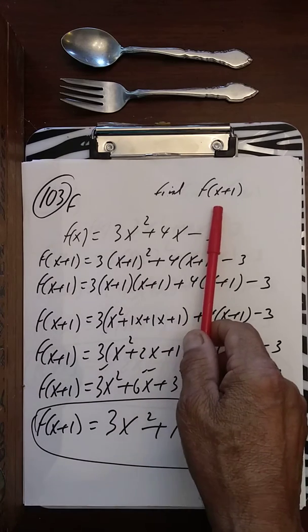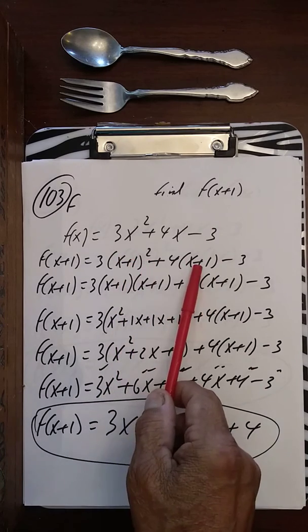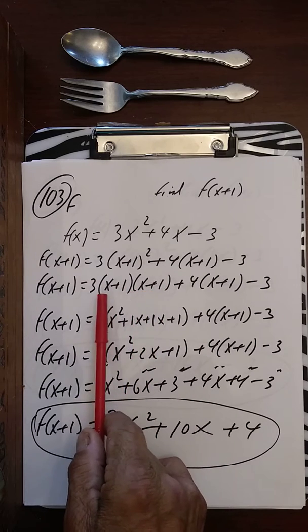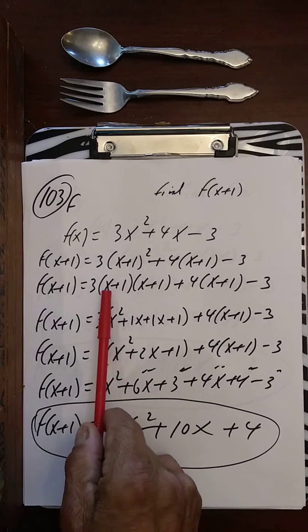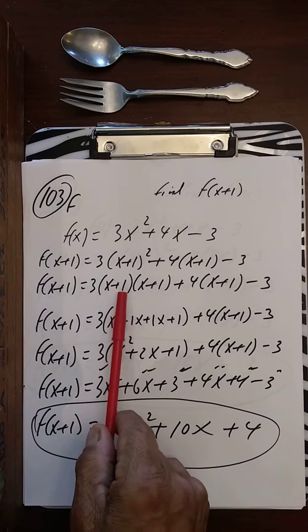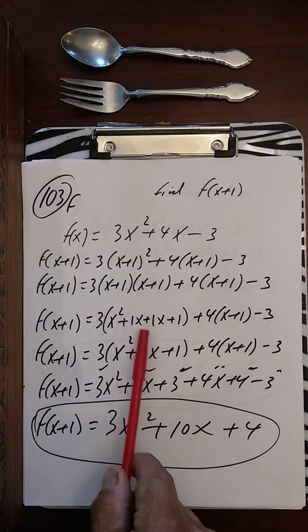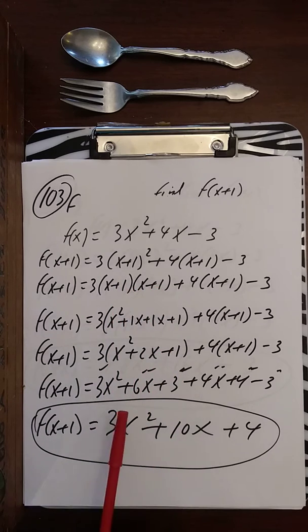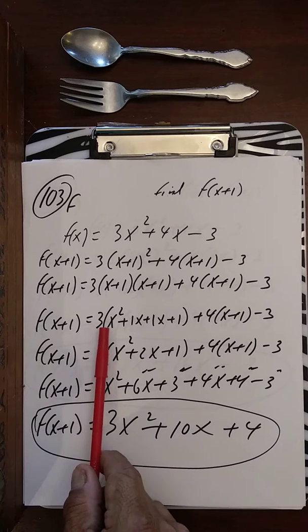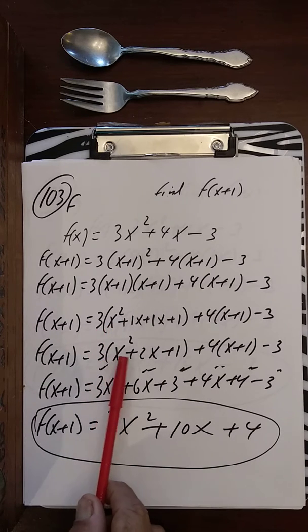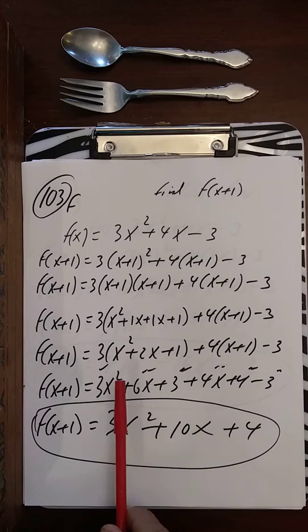f of x plus 1. So put x plus 1, x plus 1. So x plus 1 times x plus 1. x times x, x squared. x times 1, 1x. 1 times x, 1x, and 1 times 1 is 1. Multiply it out. 3 times that, 3x squared. 1x plus 1x is 2x.